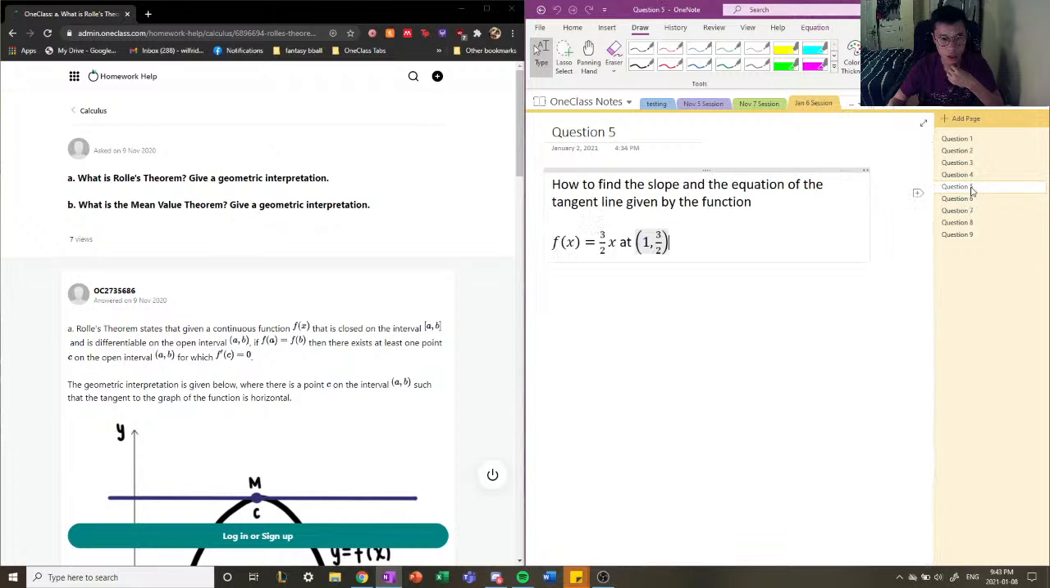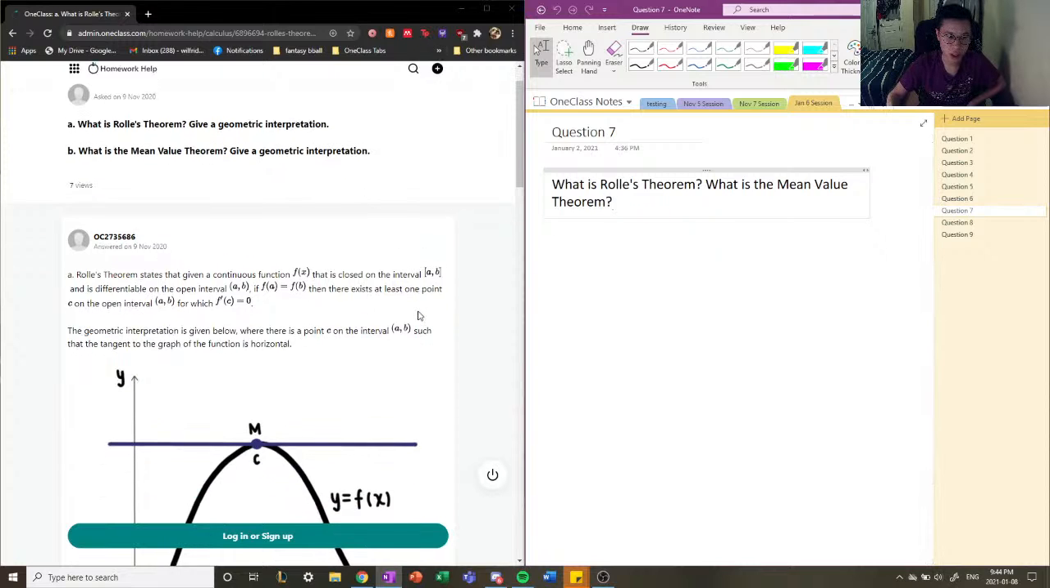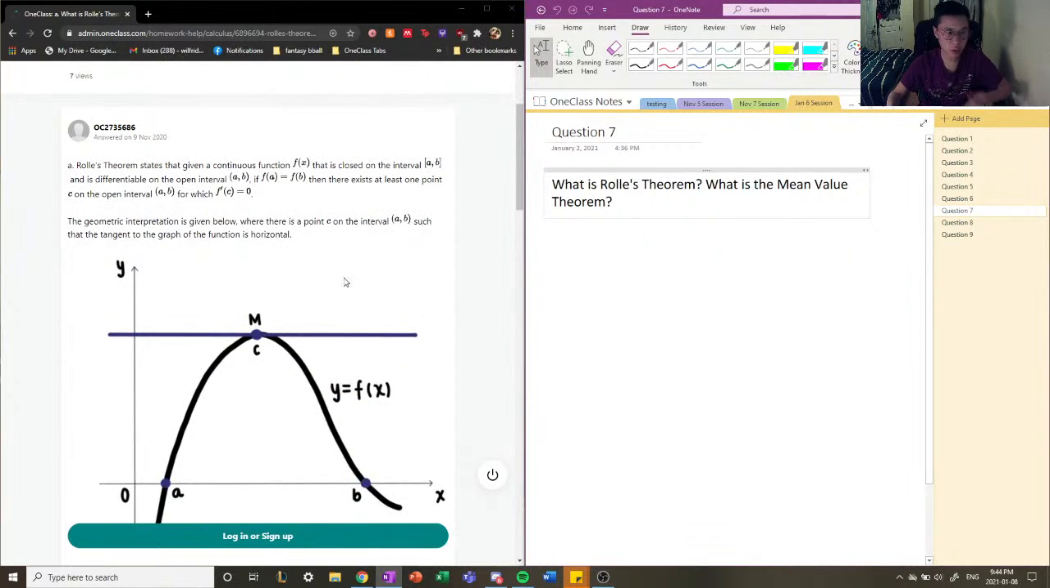Okay, I don't know where my question number 5 went, but hopefully it comes back. So the next question reads, what is Rolle's theorem, and give a geometric interpretation? And what is the mean value theorem, and give a geometric interpretation? Okay, so first let's talk about Rolle's theorem.